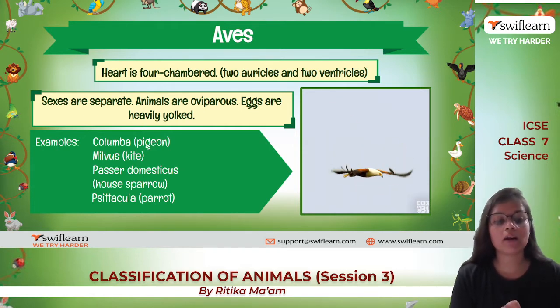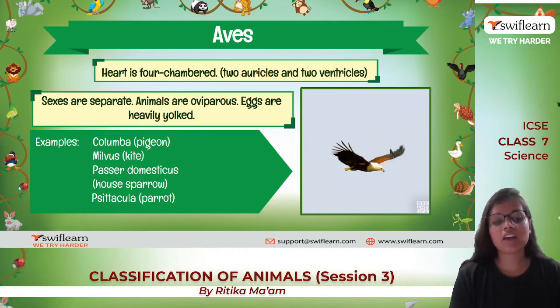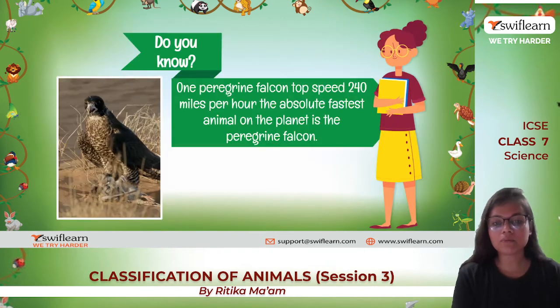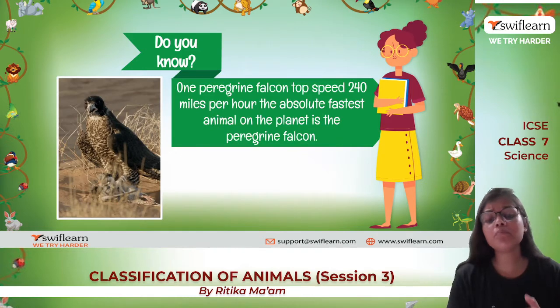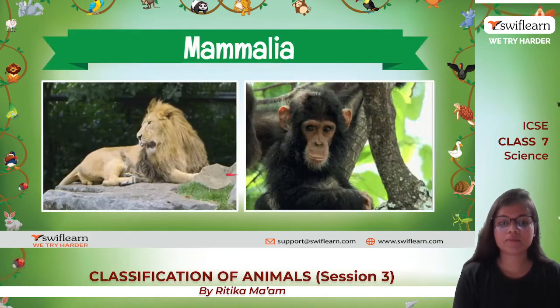So some of the examples are Columba, that is pigeon. Then we have Milvus, kite. We have Passer domesticus, which is house sparrow, which is found very less nowadays. Then we have Psittacula, which is parrot. Now, the peregrine falcon's top speed is 240 miles per hour. So the absolute fastest animal on the planet is the peregrine falcon.